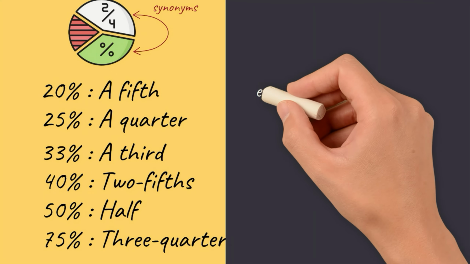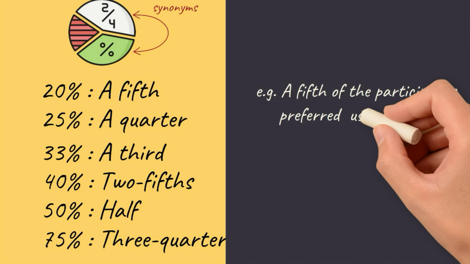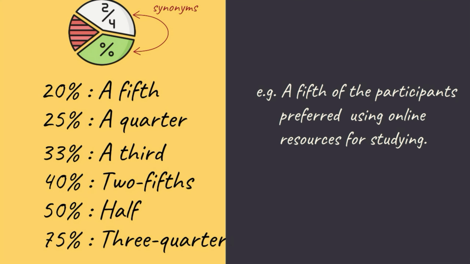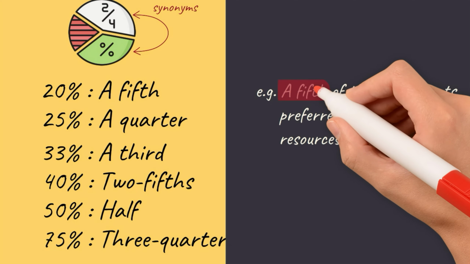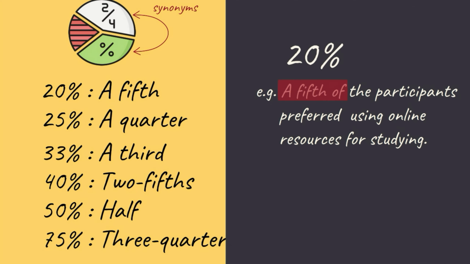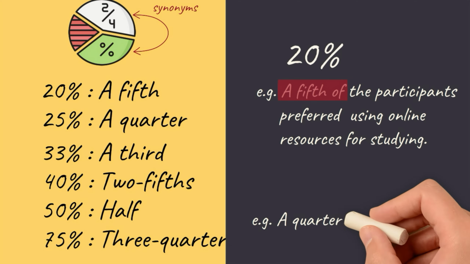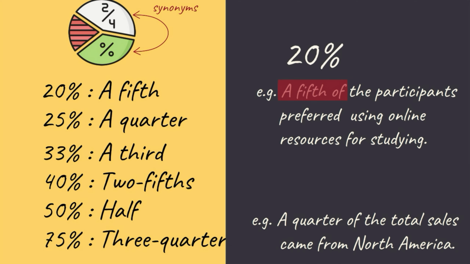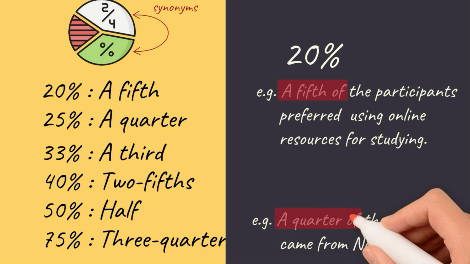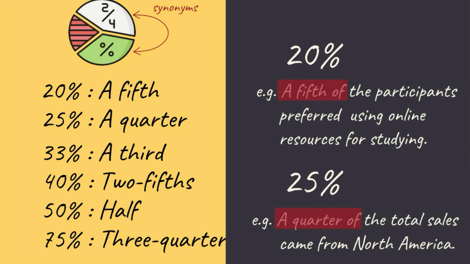For instance, we can say, a fifth of the participants preferred using online resources for study. And we can also say 20% of the participants preferred using online resources for study. A quarter of the total sales came from North America. 25% of the total sales came from North America.